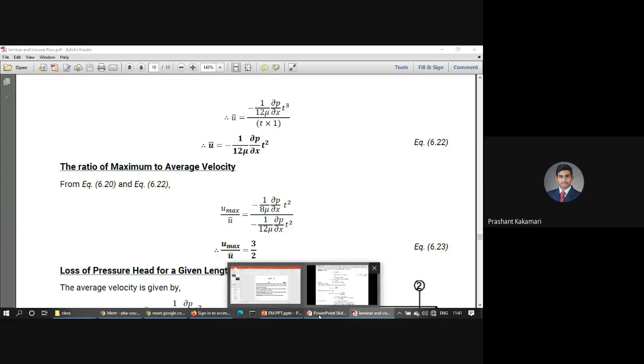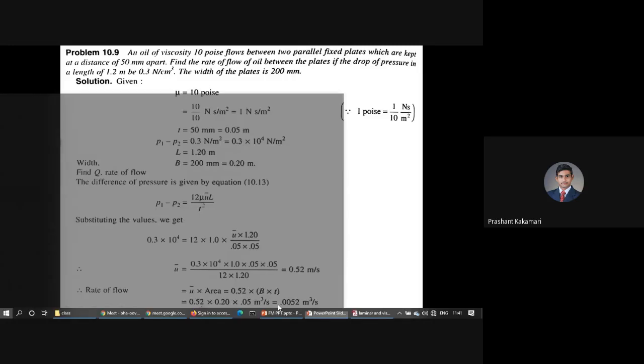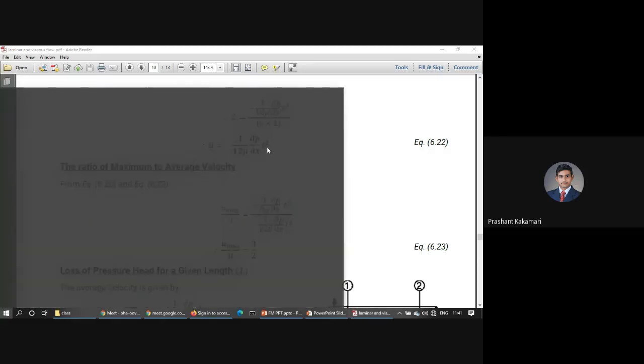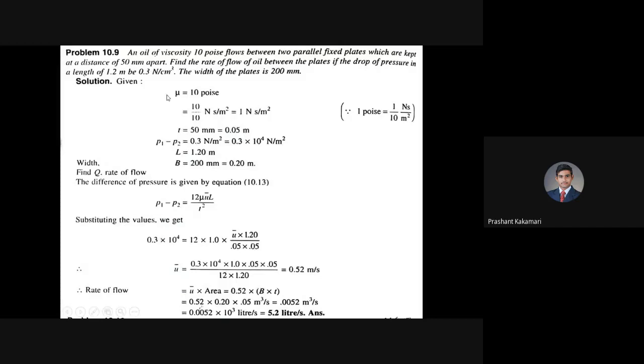What is P1 minus P2? P1 minus P2 is 0.3 into 10 raised to 4. So that you can substitute in this formula, dp. Dx is the length, 1.2 meters is also given. T is the height. What is the height given? Height given is 50 mm. So all the values are known to us.